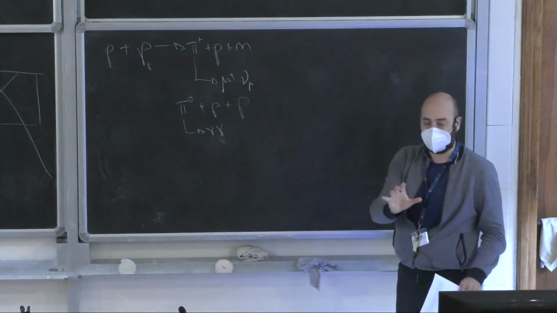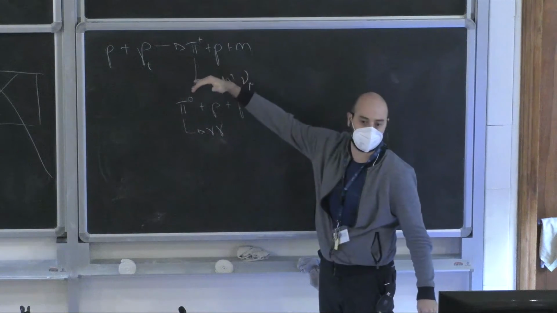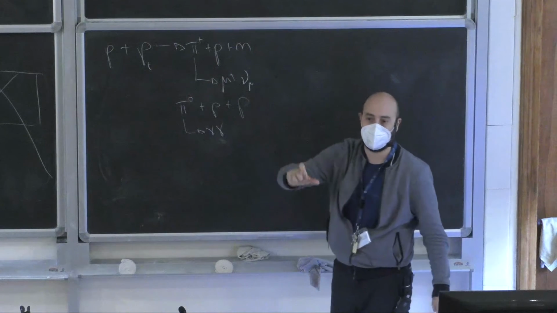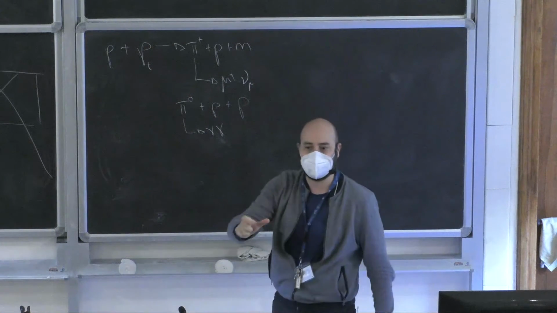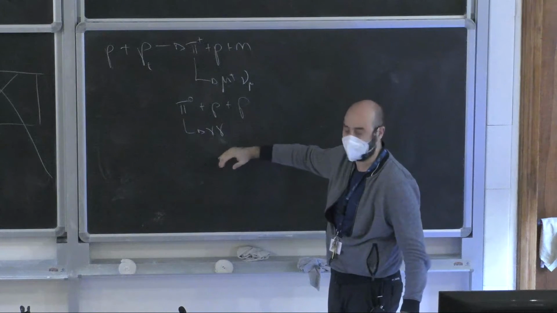Now, how many of these processes are there per each process of this type? Because we want to build a counting link between what to expect in neutrinos and what to expect in gamma rays.